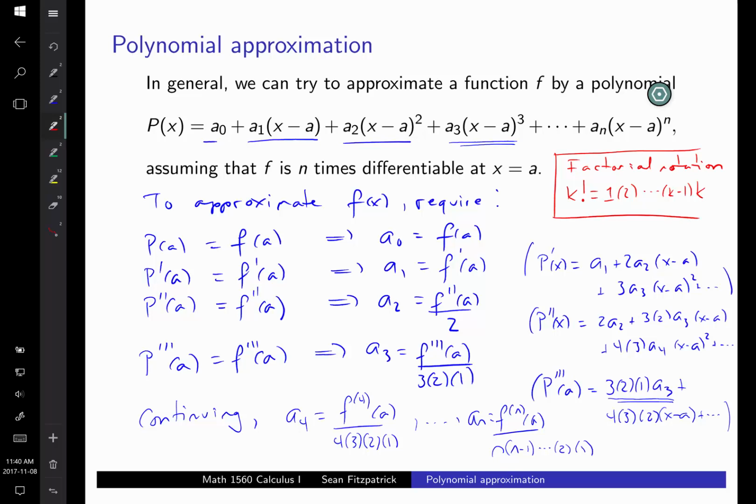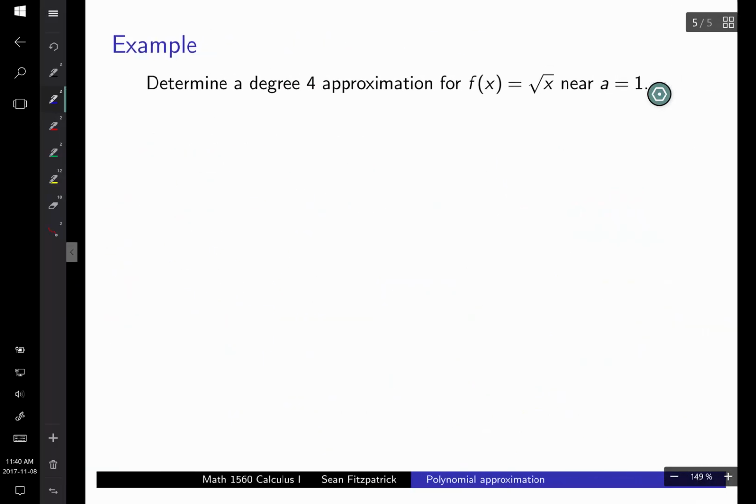So then this term here becomes the third derivative over 3 factorial. 2 times 1 is still 2, so that's a 2 factorial, right? This is 4 factorial. This is n factorial. So you can write them all out using this factorial notation.